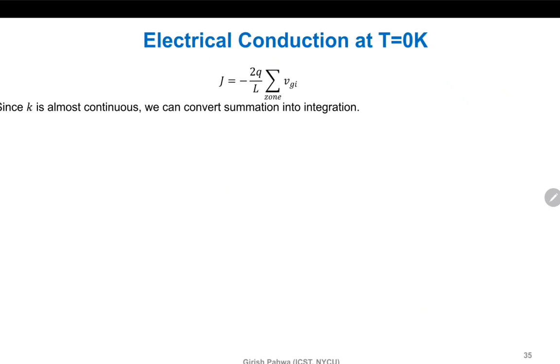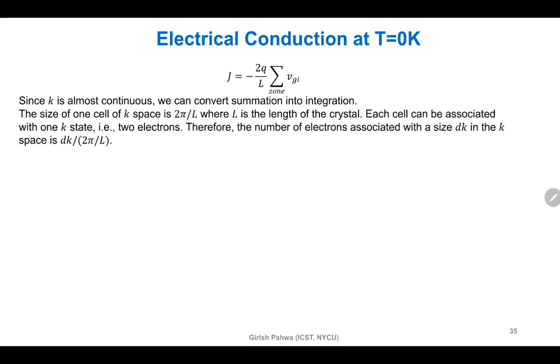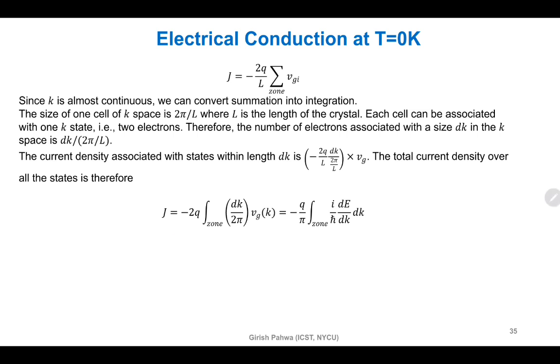Let me just erase this. So you have this thing, that's what I wrote, right? And Vg is a function of k. So dk by 2 pi Vg(k), and where has that L gone? This L and L will cancel. There is a minus 2q by L, and there is a 2 pi by L coming, so these cancel. So this will become minus 2q into dk by 2 pi into Vg, integrated over the zone. That's the current carried by all the k states in band number 1.